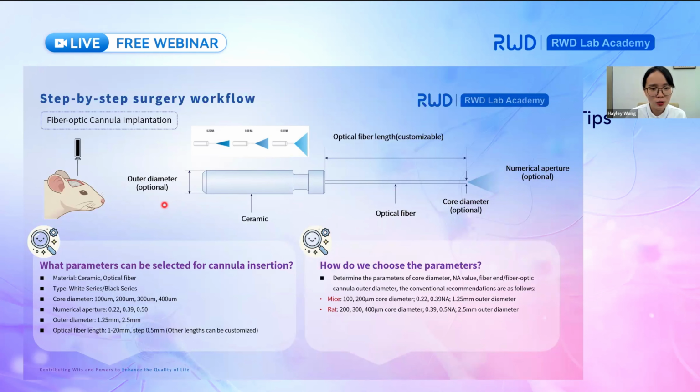So the next question is, what parameters can we choose, and how do we choose them? And here are some available parameters to choose from. So the material, the type, the color, white or black, the core diameter and outer diameter. And how do we choose them? So the conventional recommendations are as follows. So for mice, 100, 200 micrometer core diameter, 0.22, 0.39 numerical aperture, and 1.25 millimeter outer diameter. And this is for the rat.